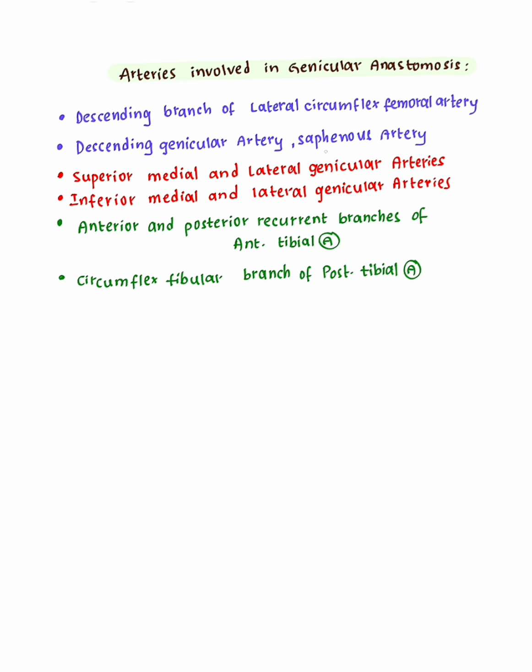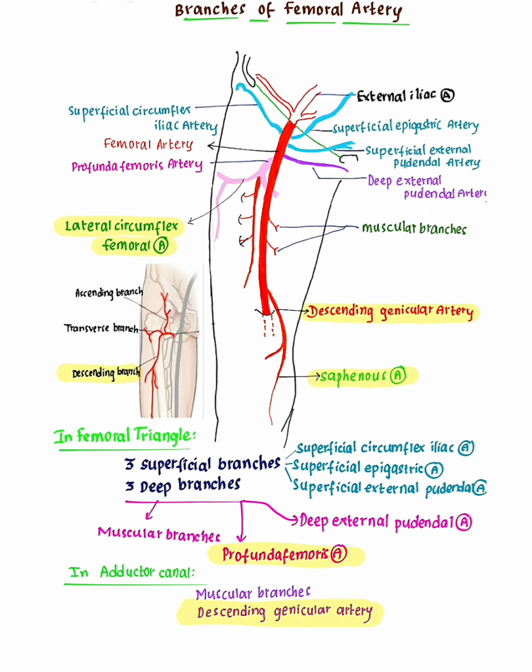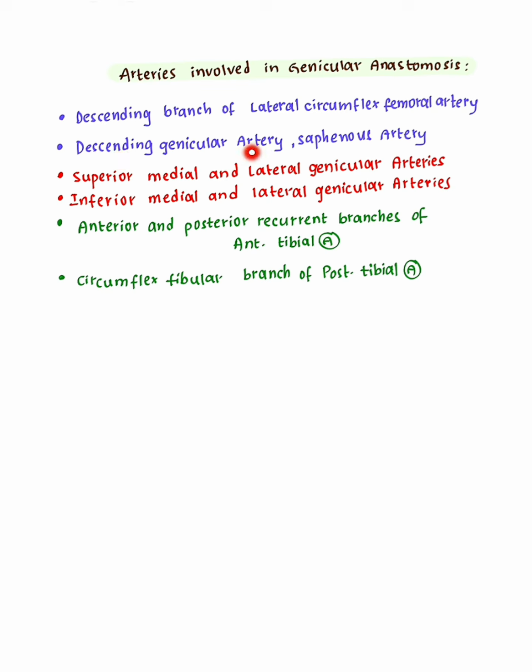Descending genicular artery, saphenous artery. Femoral artery within the adductor canal gives descending genicular artery. Descending genicular artery again divides to give superficial branch and deep branch. Superficial branch of descending genicular artery is called saphenous artery. Descending genicular artery is a branch of femoral artery within the adductor canal.